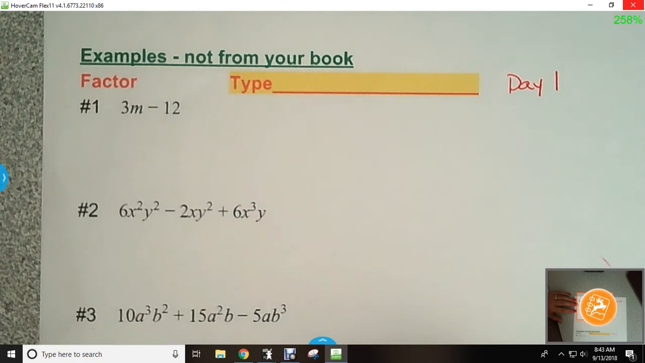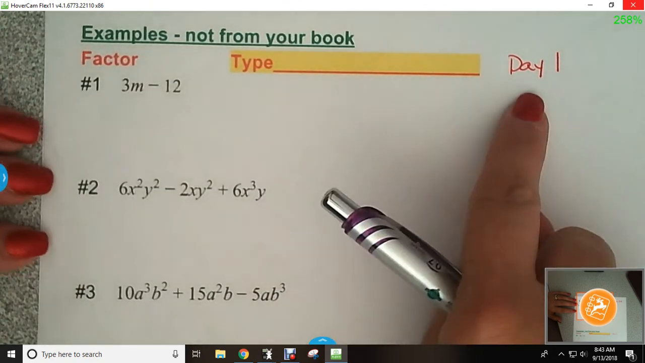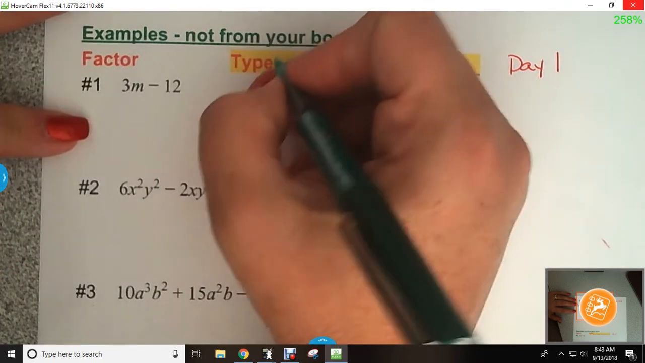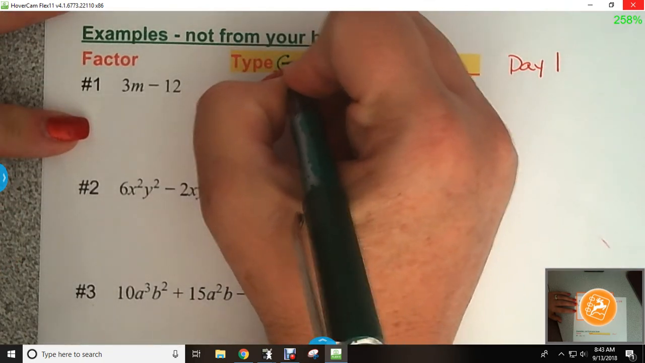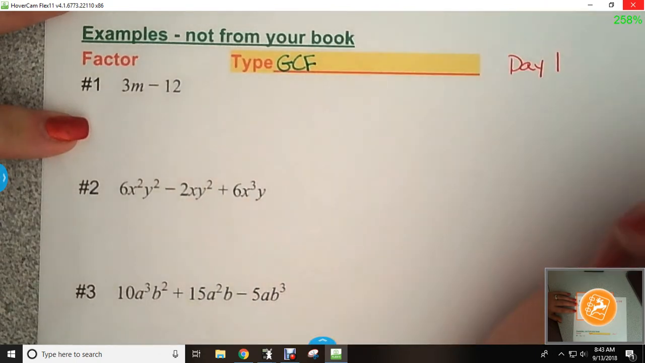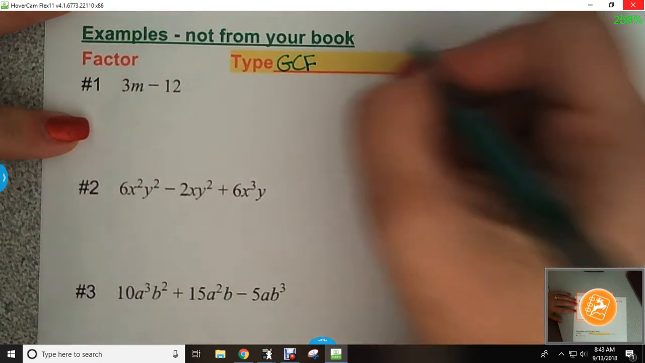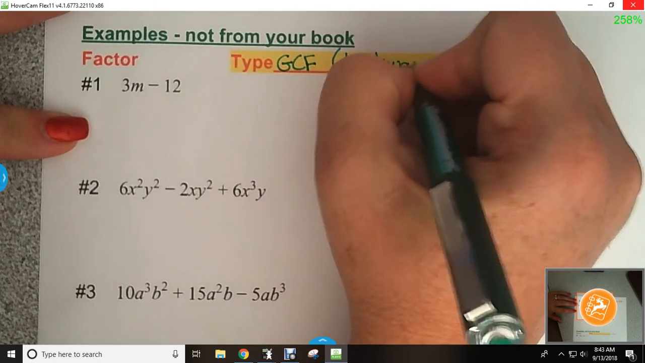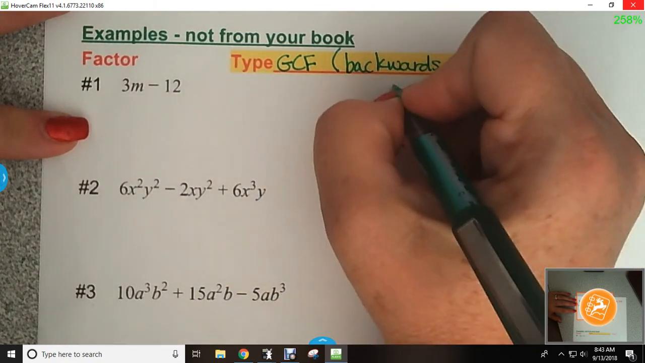Okay? So where we start here for day 1 part of factoring is with GCF. Remember, that is greatest common factor. And this is basically like the backwards distributive property.